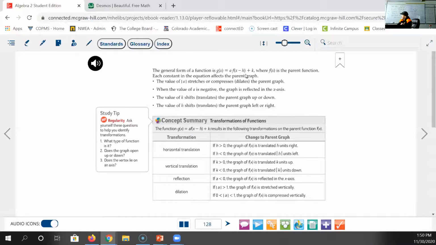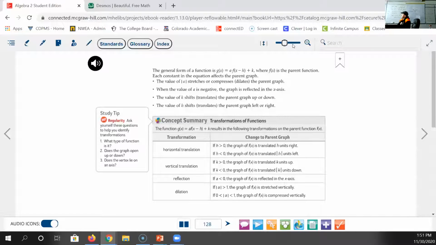Okay? And the last one is the reflection. So if a is less than 0, the graph of f of x is reflected in the x-axis, where the x-axis is our line of reflection.